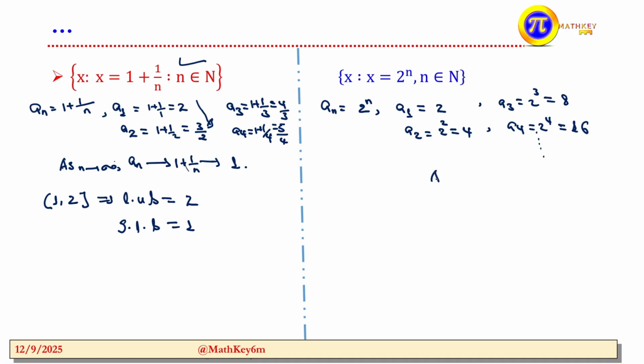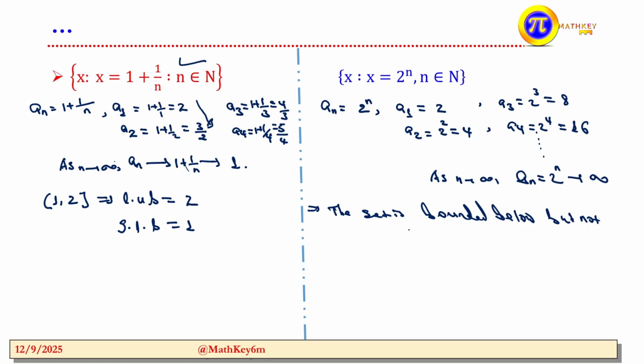So as n goes to positive infinity, what is the value of a_n? This a_n, 2 to the power of n, goes to positive infinity. What does it imply? That means we can't say this is bounded. It is bounded below, but not above, since it goes to positive infinity. And in general, we can't say it is bounded. Yes?